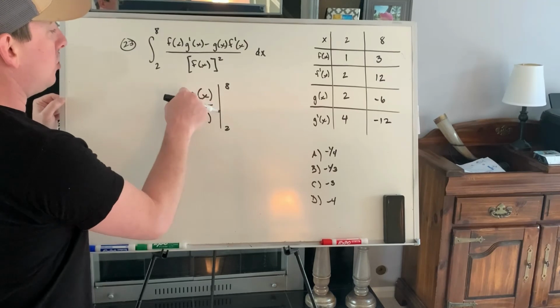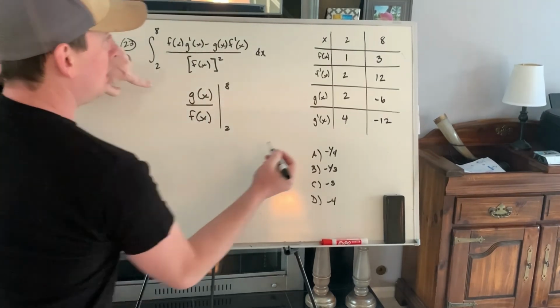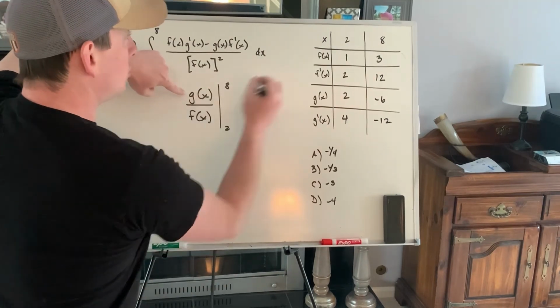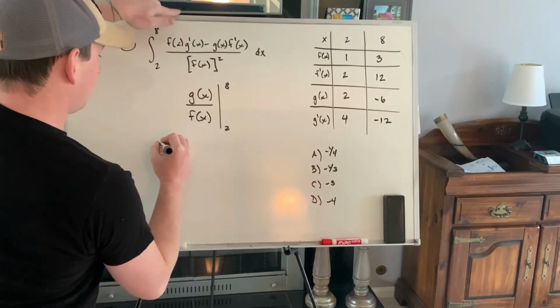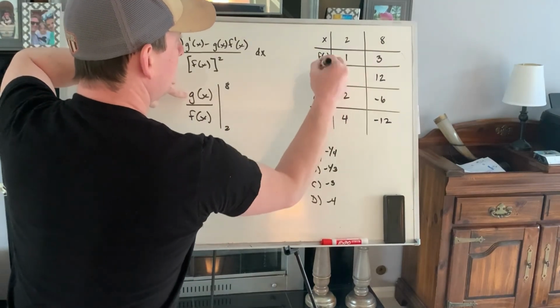So if g over f is the original function, I just need to evaluate it at 8 and at 2. So that's where the chart comes in. I'll get g of 8, which is negative 6, over f of 8, which is 3.